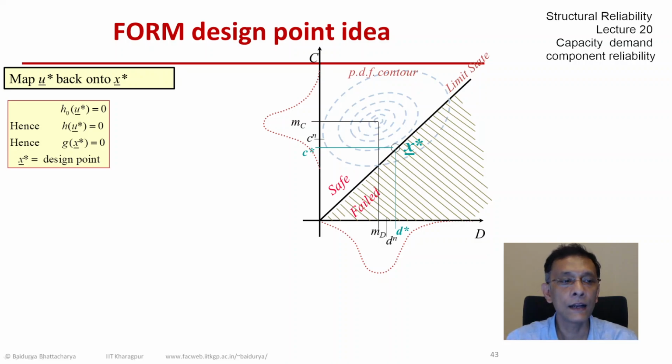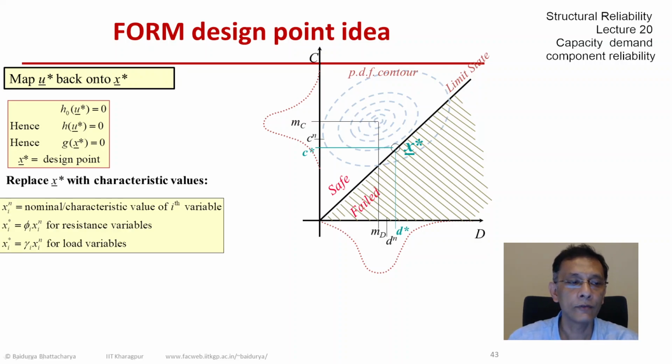So by that logic, X star is a maximum likely combination on the limit state surface, even in the basic variable space. So can that give us something? Can that X star be interpreted in a manner that has a practical value? It turns out we could represent X star in terms of the characteristic values of these basic variables if we have them. And here are certain steps which we will look at towards the end of this course in more detail. So this is how it goes.